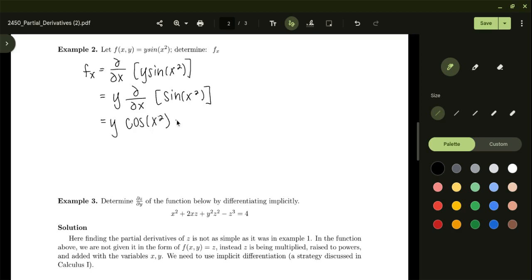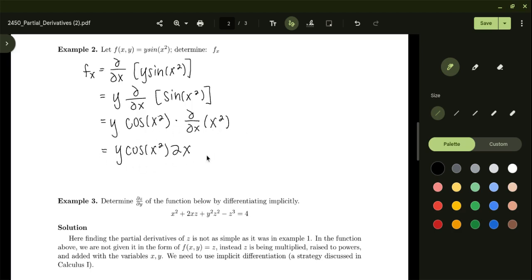But then we also have to multiply that by the partial derivative with respect to x of what's inside these parentheses, which is x squared. Evaluating this partial derivative, the derivative of x squared is 2x. So we end up getting y times cosine of x squared times 2x. Again, here we applied the constant multiple rule first, then we applied the chain rule, and then we just simplified.